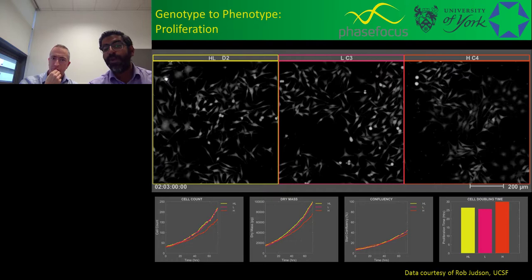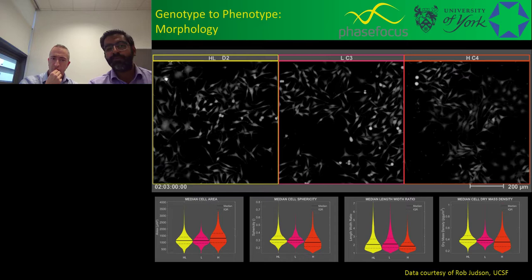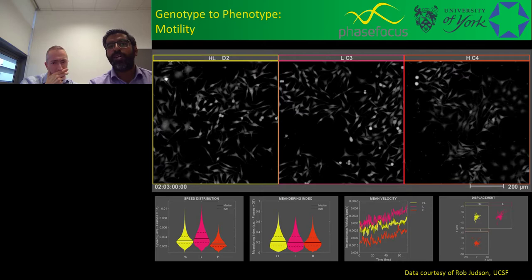We can look at proliferation, and we can see that the presence of this gene reduces the rate of proliferation. We can then go on to look at the morphology. So again, genotype to phenotype, looking at the morphological phenotype, we can see that the presence of this gene will increase the area of the cell, reduce the sphericity, and reduce the length to width ratio. So we are seeing a morphological phenotype associated with this gene. And then we look at the tracking. We were able to track these cells over time, and we can tell you that the presence of this gene slows the cells down as well. So we have truly that genotype to phenotype.